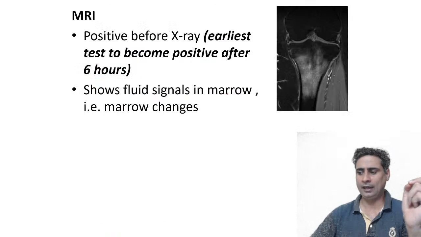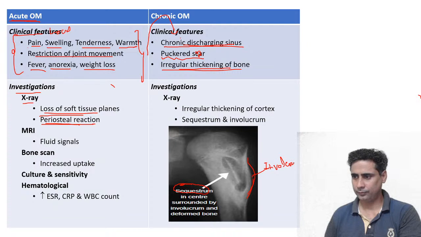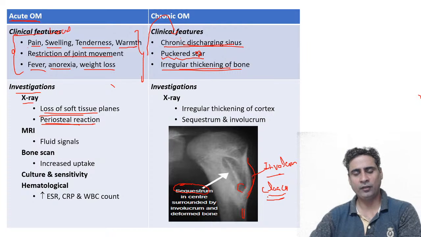In chronic osteomyelitis, on X-ray you will find the changes we discussed in pathology: dead necrotic bone inside the cavity, this is sequestrum. New periosteal bone formation, this is involucrum, and a draining sinus either here or here, that will be cloaca. So these are the important radiological findings on X-ray in chronic osteomyelitis.